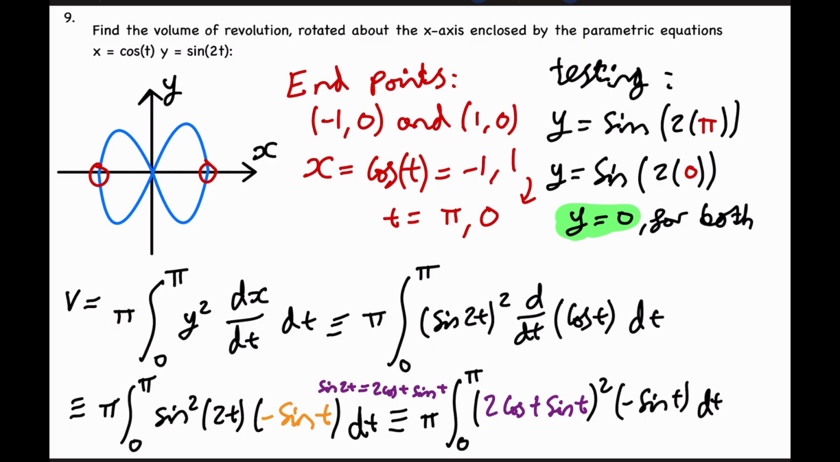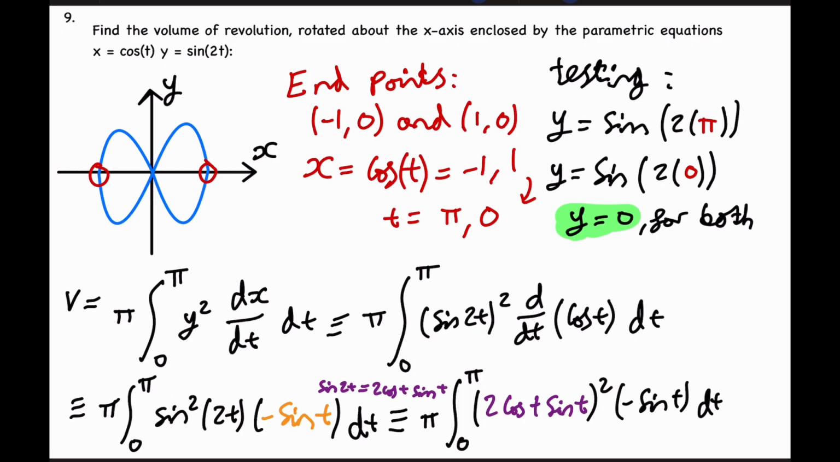And all we do in the next step is just substitute our y value, which we said was sine 2t from the question. We substitute that into the squared, and for the dx dt, we differentiate the x equation here in terms of t. So we differentiate cos t. And once we do the differentiation, we're going to get pi times the integral of sine squared 2t multiplied by, when you differentiate cos, you'll get minus sine. So you get minus sine t here.